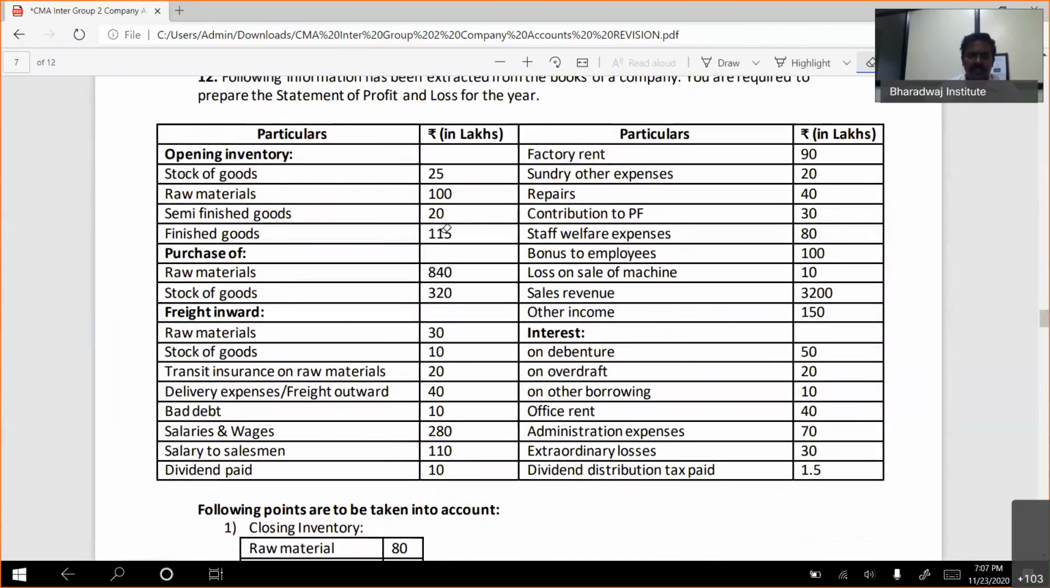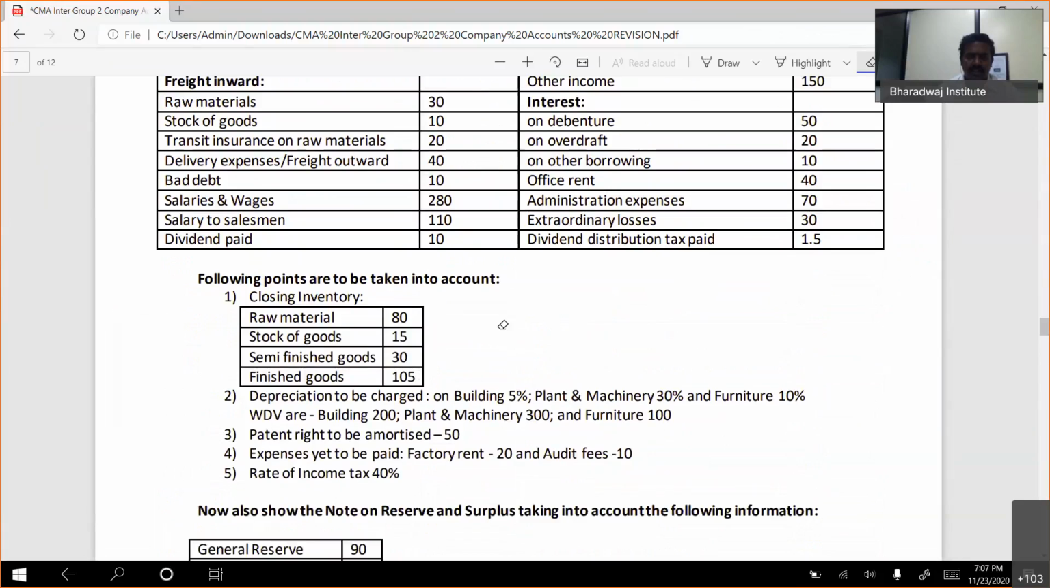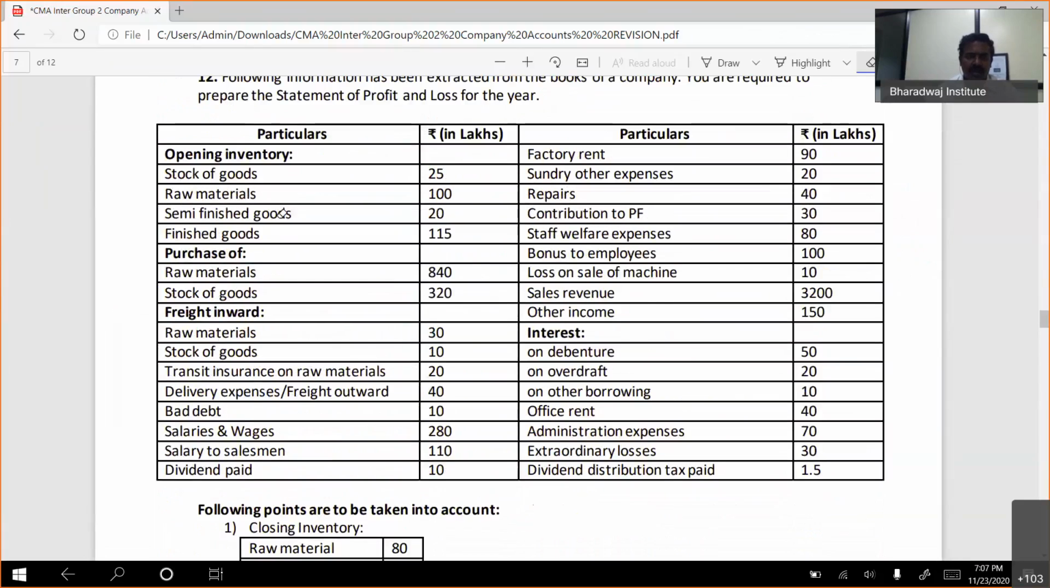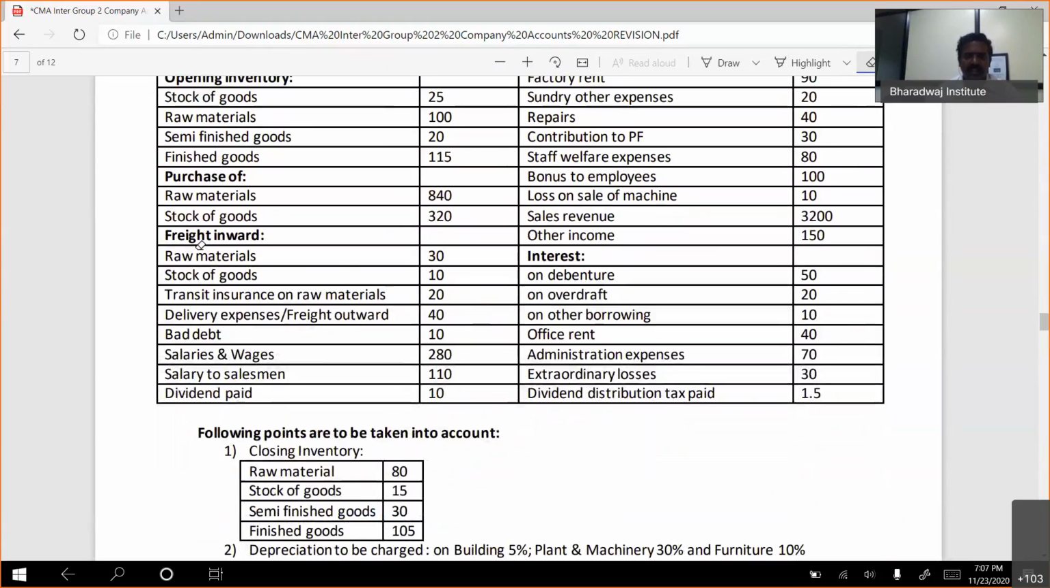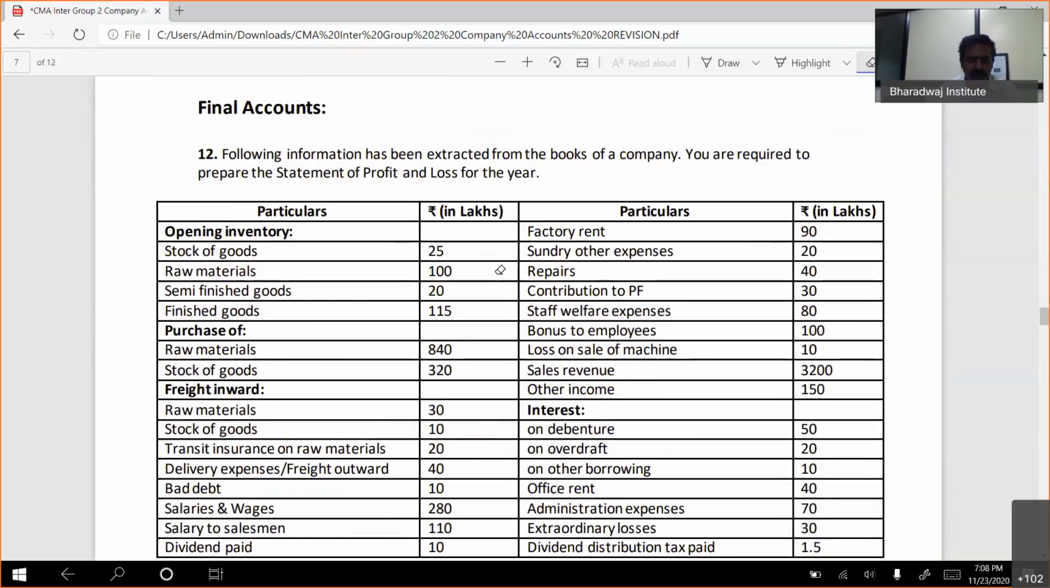Sir, so much information is given, what to do? Add up all the opening stock, add up all the purchases, minus all the closing stock will give us cost of goods sold. If you find any direct expenses, those can be added, like raw material, freight inwards on raw material and goods, transit insurance, all those things you can add. These are all direct expenses. So opening stock plus purchases plus direct expenses, which is nothing but freight inwards on raw material, stock of goods and transit insurance also, will give us cost of goods sold.